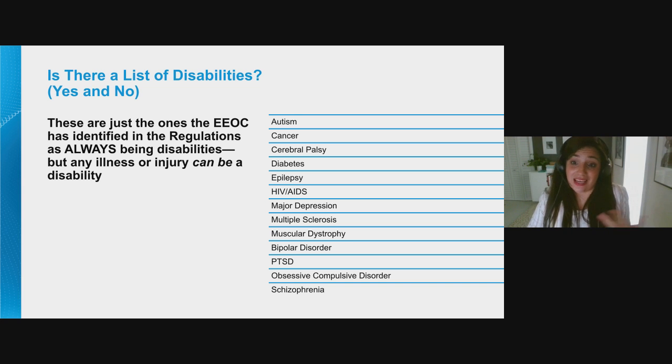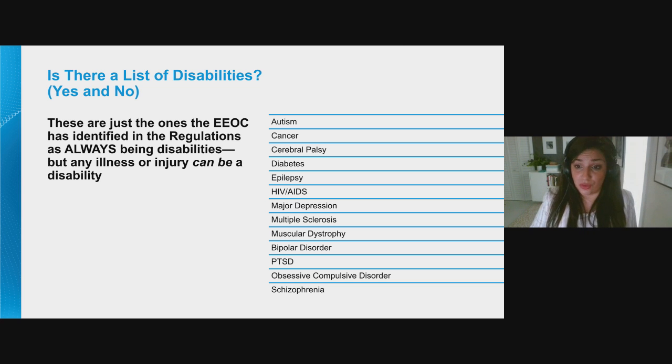So when I say yes, there's a list, but there isn't, it's because there is a list of things that we know are disabilities, but you can never go to that list and say, oh, it's not on the list, forget it, you're not disabled. You have to engage in that individualized, fact-specific analysis. You need to engage with the employee's doctor so that they can provide you enough information and an assessment as to whether the person is or is not disabled.